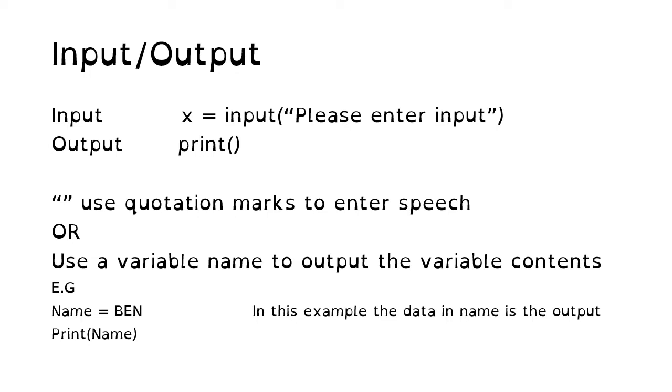But we can use a variable inside the brackets. In the example below, we have the name which is equal to Ben. We can put print, then in the brackets, name. In this example, the data in the name variable is outputted, which is Ben.